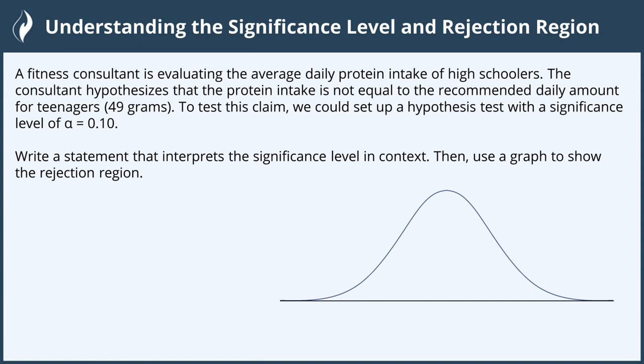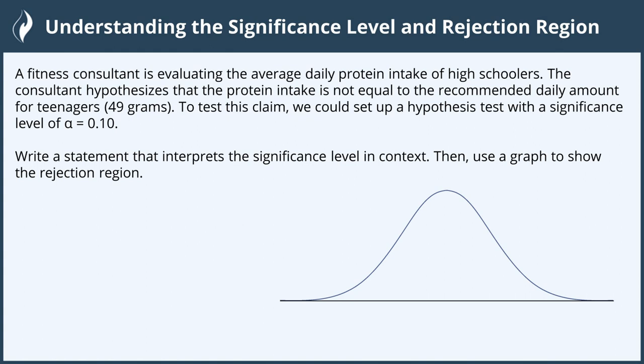To test this claim, we could set up a hypothesis test with a significance level of alpha equaling 0.10. Write a statement that interprets the significance level in context. Then, use a graph to show the rejection region.